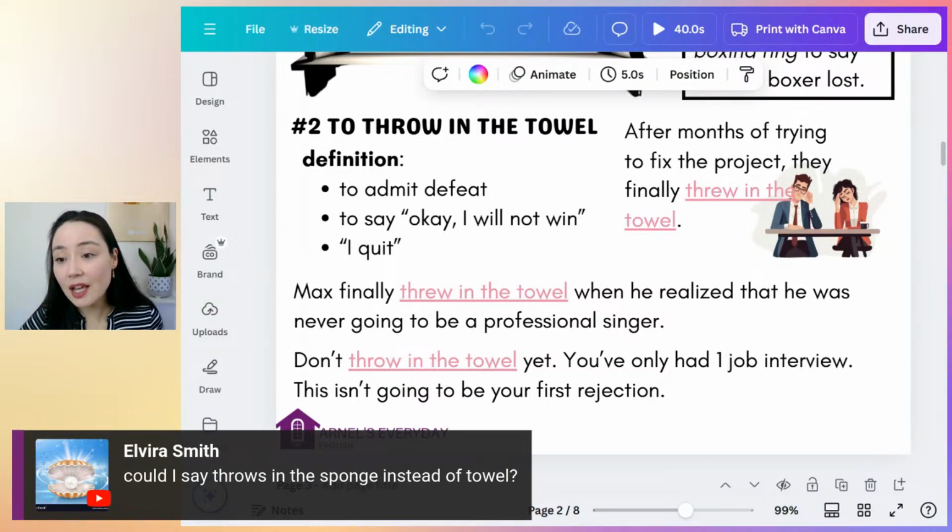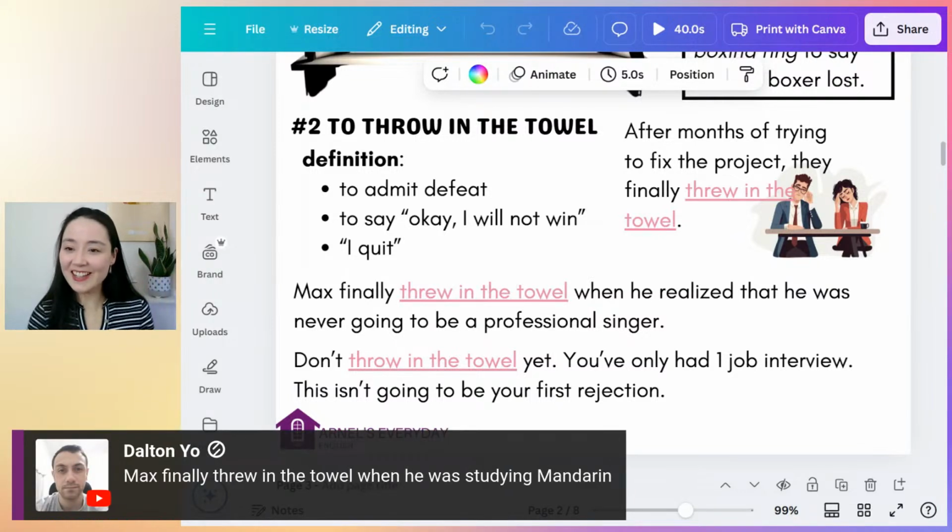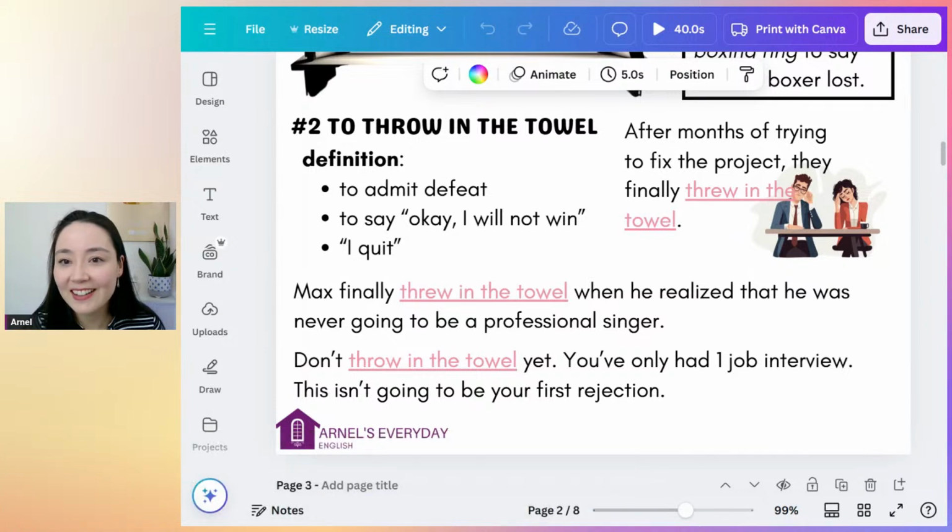Elvira, could I say throw in the sponge? Sponge is another option. You can throw in the sponge. Absolutely. Dante, nice to see you here. Max finally threw in the towel when he was studying Mandarin. Yeah, I think that's a pretty difficult language to learn. Good. Okay. 2 examples. Done. Let's keep moving. Oh, we're getting through this list pretty quickly.